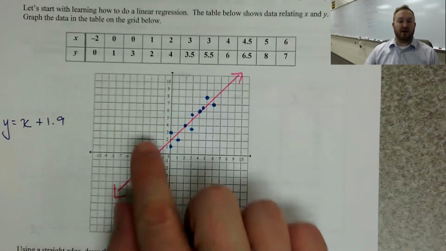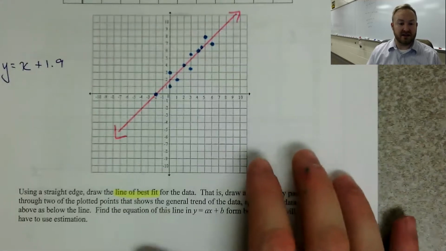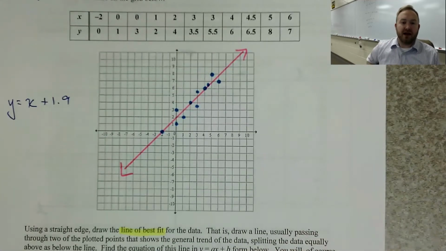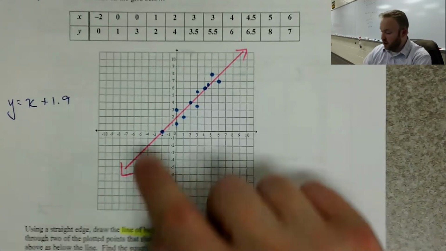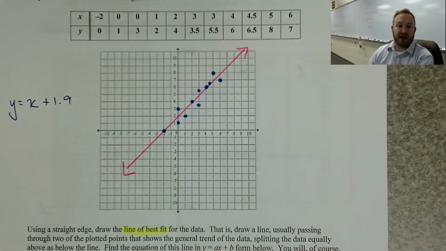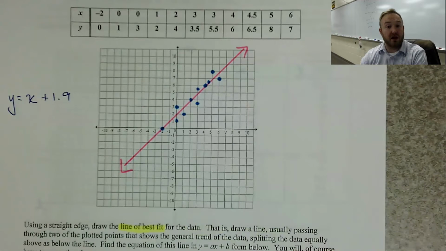Okay, hey, looky there. We got all the points graphed, and you'll also notice that I've drawn a line here. This line is called the line of best fit for the data. And I've done my best to draw the line so that it goes through at least 2 of my points, and I've tried my best to have as many points above the line as there are below the line.